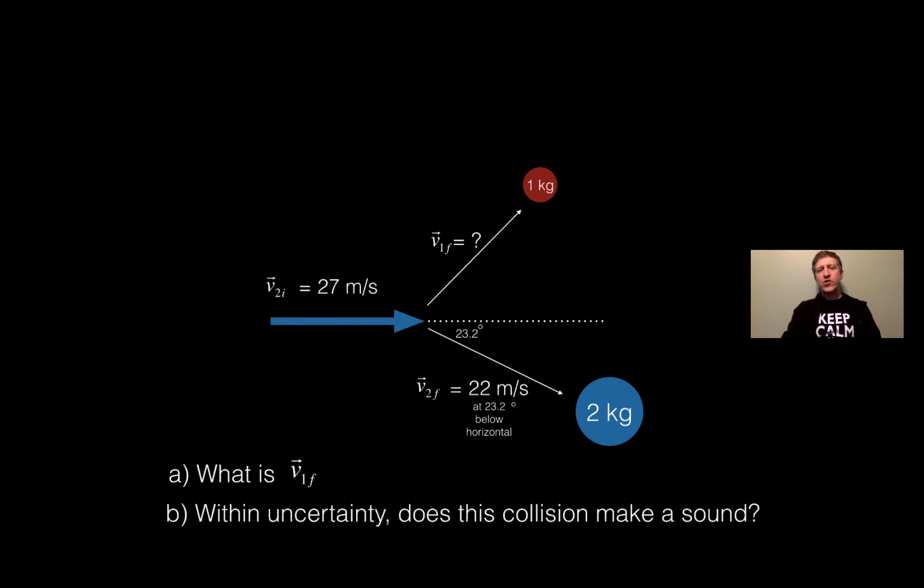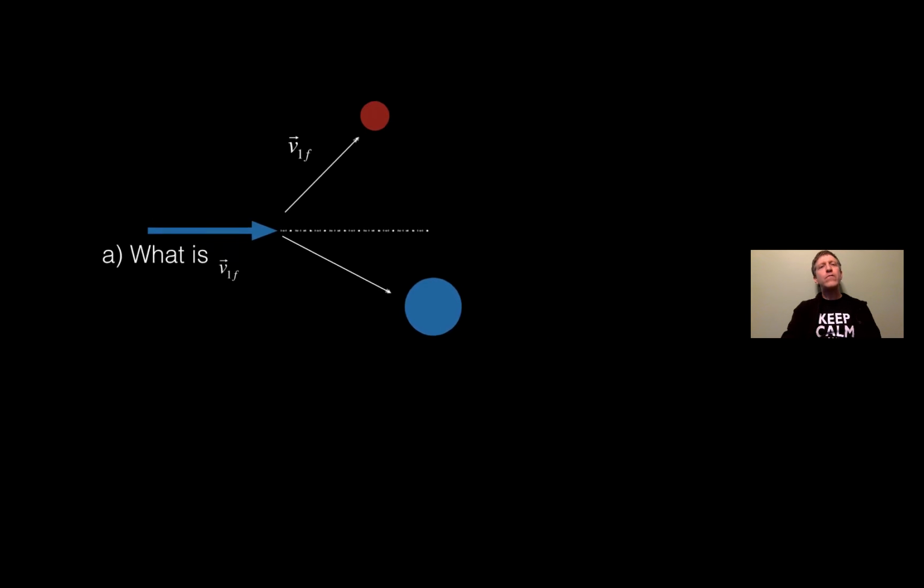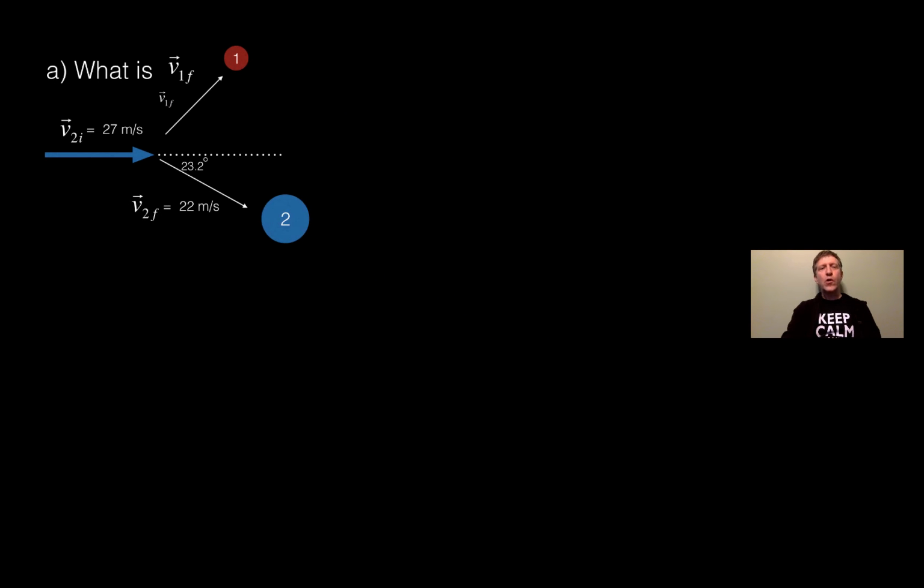So that's one of the questions. The other question we want to figure out is, within uncertainty, does this collision make a sound? Now, what does that have to do with momentum or collisions or anything like that? Well, we will soon find out. So let's first take a look at what is V1 final, the final velocity of the 1 kilogram object, which I'll just label here as object 1.